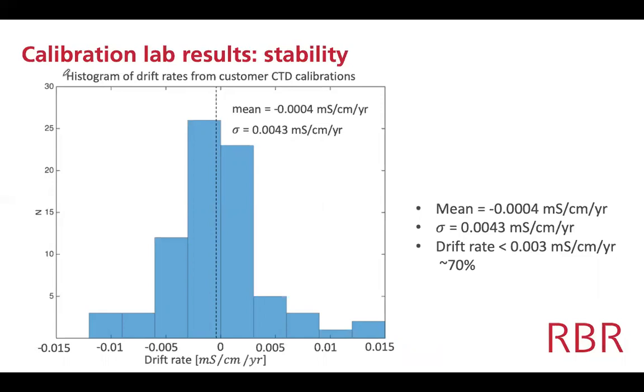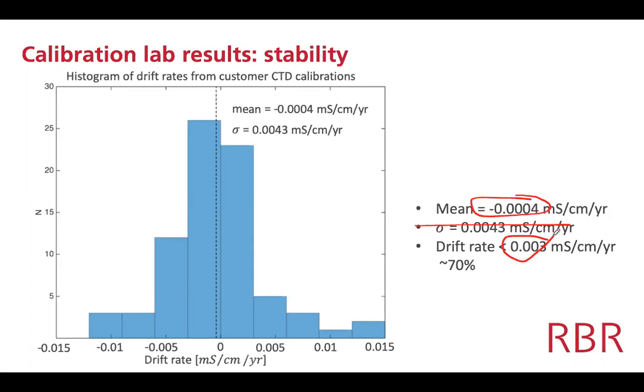So there's something like 100 instruments or so in this histogram. And then what we've estimated is a drift rate, so the difference in calibration errors between service intervals. The average of this is quite close to zero. So many instruments have very, very small drift, but there's a spread in that number, of course. If you want to use a standard deviation, it's about 0.004. But what we can do from this is 0.003 is our accuracy.